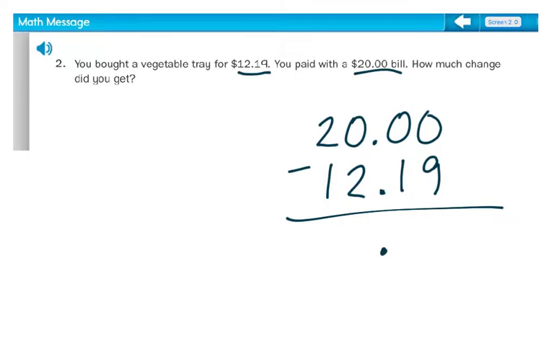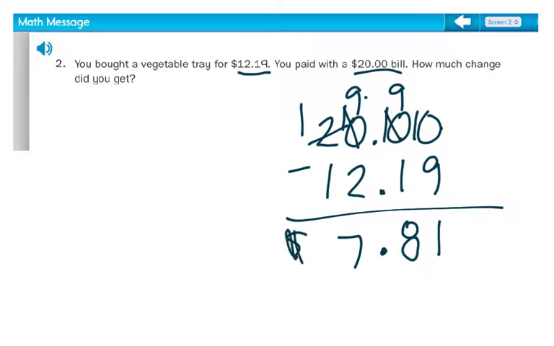I'm going to bring my decimal point straight down, and I'm going to borrow. Just going to keep working my way over. Now 10 minus 9 is 1. 9 minus 1 is 8. 9 minus 2 is 7. You should receive $7.81 in change.